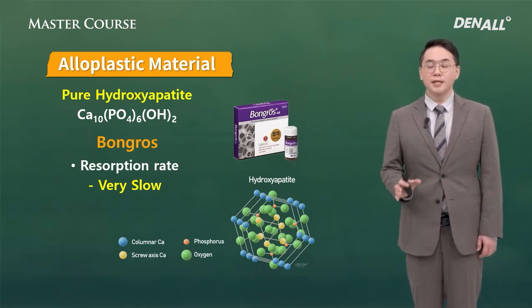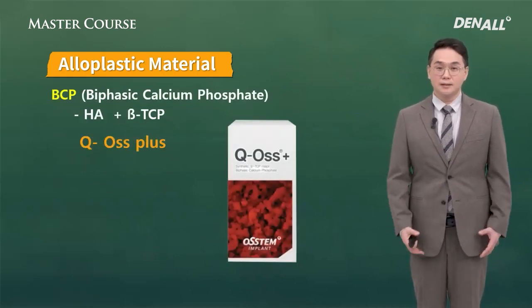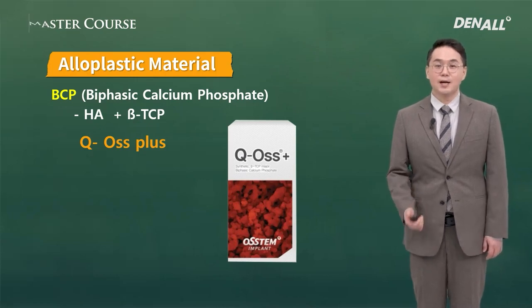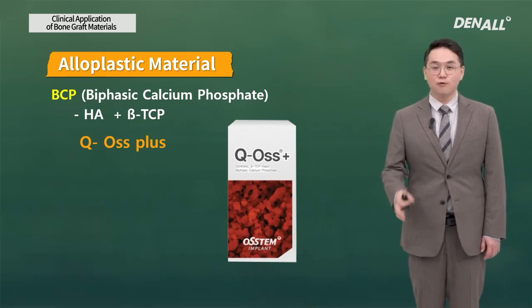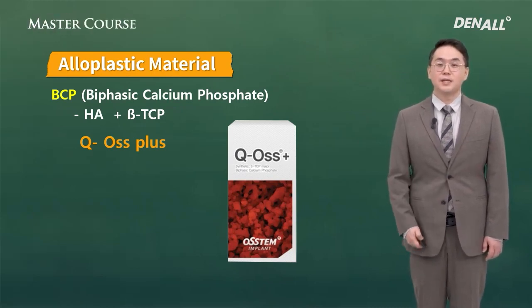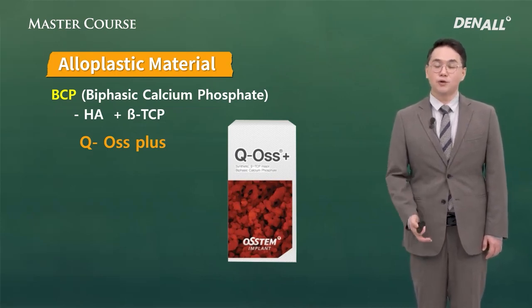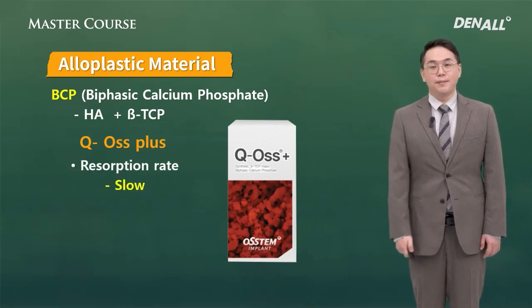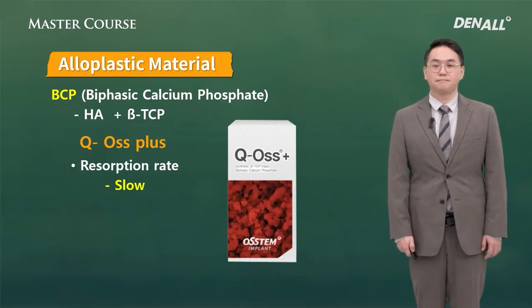Very fast resorbing beta-TCP is combined with slow resorbing hydroxyapatite. Through the sintering, the heat treatment, they are combined into one phase, resulting in biphasic calcium phosphate. Hydroxyapatite and beta-TCP are not combined physically, but fused with heat treatment. This is called the BCP family. QOS plus of Ostim is the representative brand name. QOS is based on hydroxyapatite, so it is slow to be resorbed.